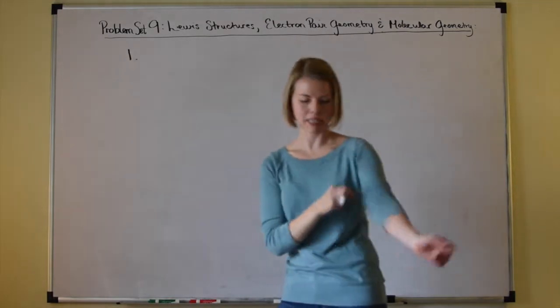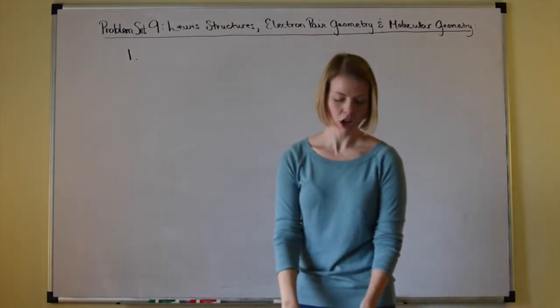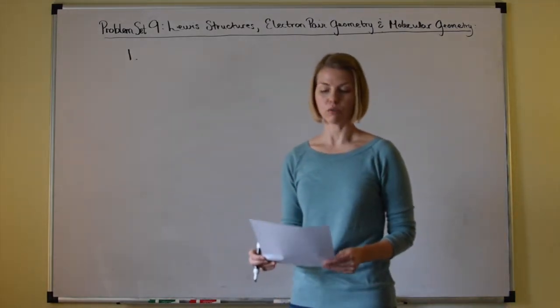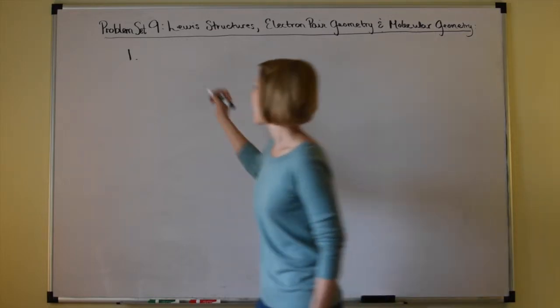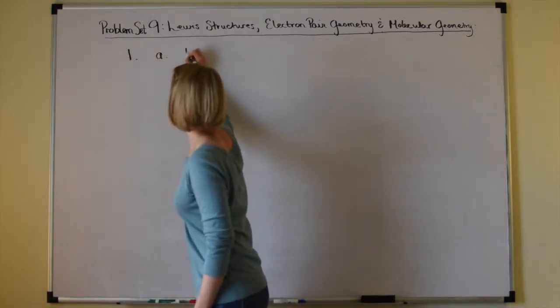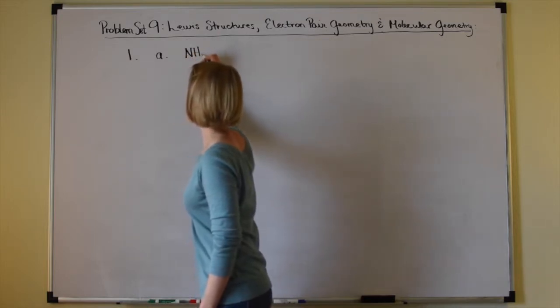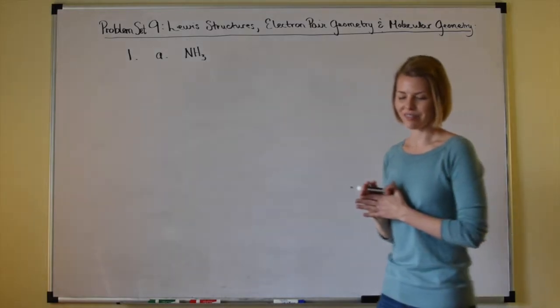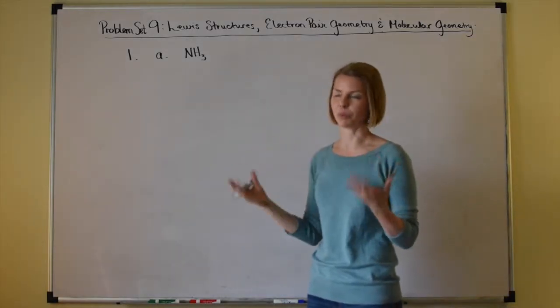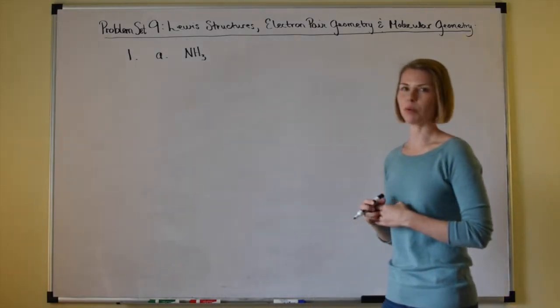Number one is a multi-step problem, A through G. Draw a Lewis structure to represent each of the following molecules. A, ammonia. I know we did this one in the tutorial, but hopefully it will help you to go ahead and just work it again, just more and more practice.